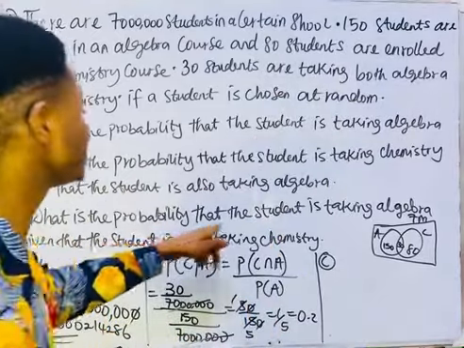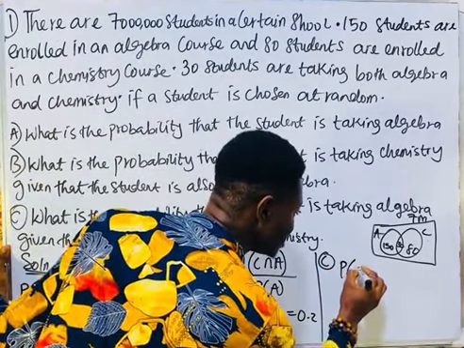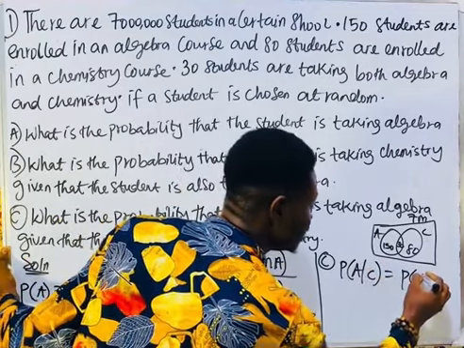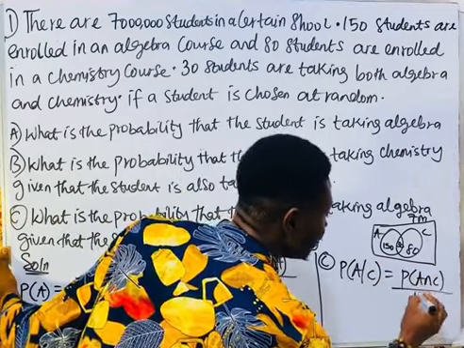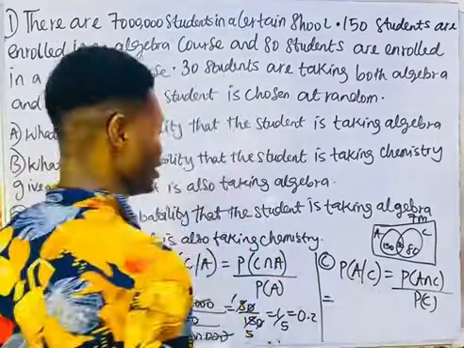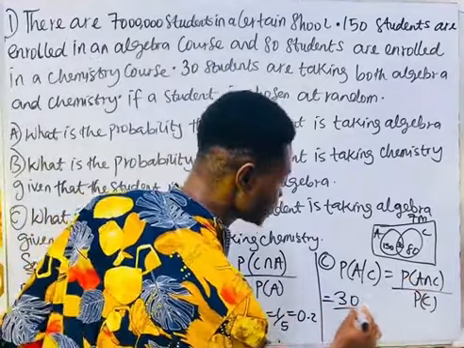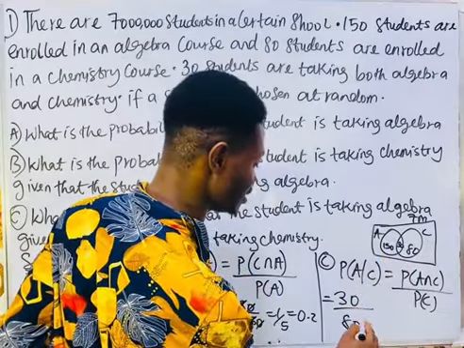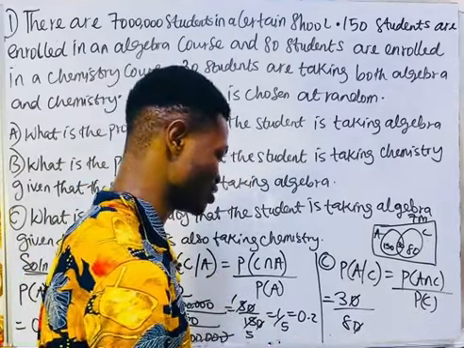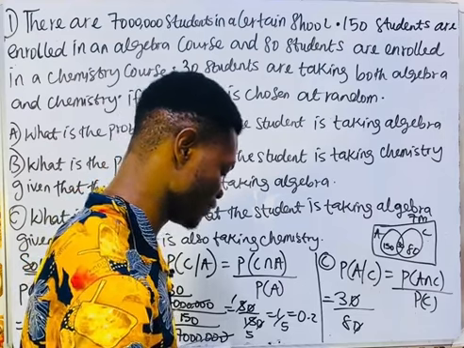Then, what is the probability that the student is taking algebra, given that the student is also taking chemistry? The probability that the student is taking algebra, given that the student is also taking chemistry, will be the probability that the student is taking algebra intersection chemistry, all over the probability that the student is taking chemistry. Very simple. So the probability of algebra intersection chemistry is 30, all over the probability of people taking chemistry, which is 80. So 3 divided by 8 will give us around 0.375.